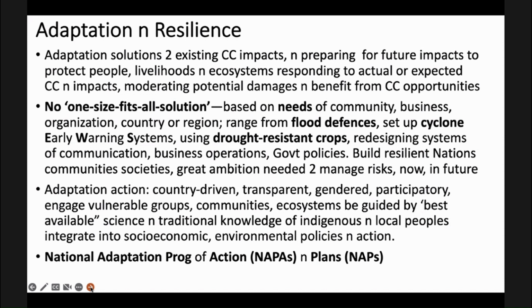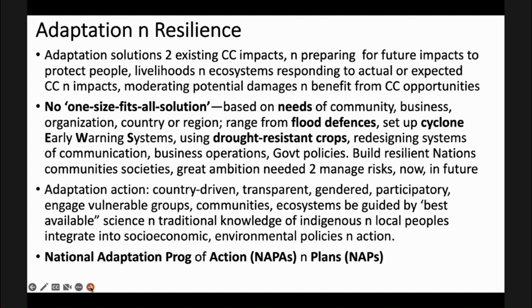And these could range from, and I've listed a few here: flood defenses, cyclone early warning systems, cyclone shelters, drought-resistant crops, redesigning communication systems, business operation, government policies. We need to build resilient nations, and we need to have greater ambition to manage risk both now and in the future. Adaptation actions should be country-driven, transparent, gendered, participatory, engage vulnerable groups, and be guided by best available science and traditional knowledge of indigenous and local people.